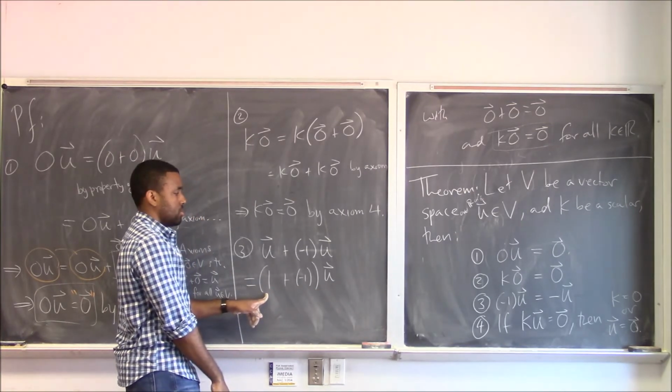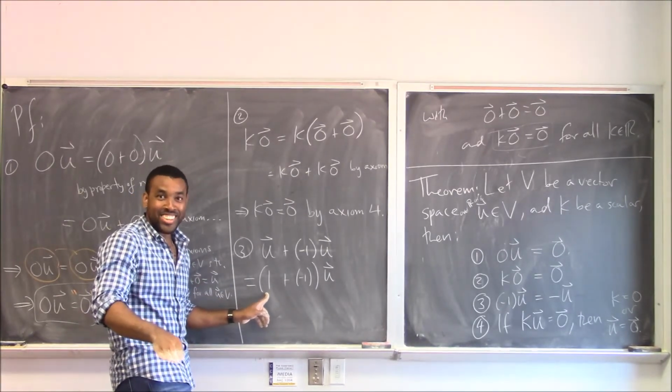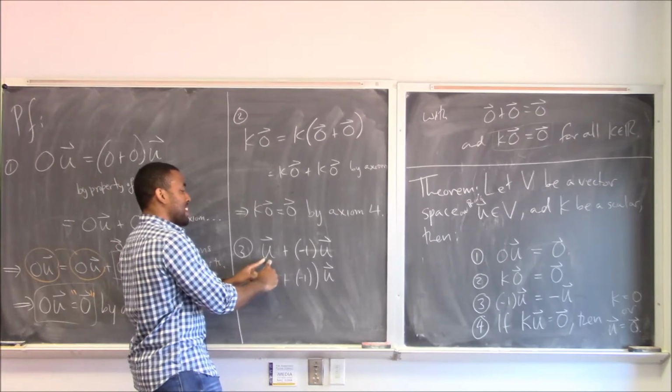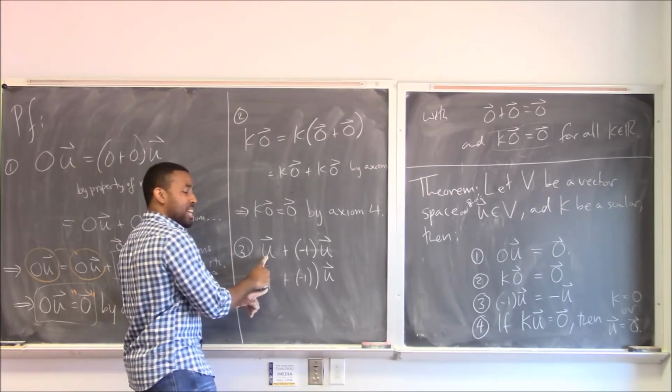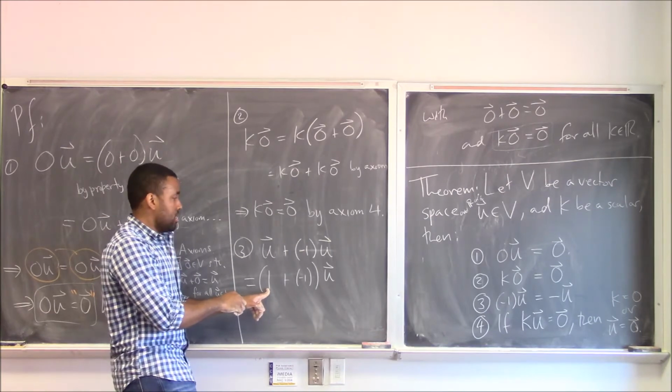Oh, property rule 10. That's property 10, right? We're taking nothing for granted here, right? So even the fact that u times 1 will give me back the u is not something I took for granted. That's true by property 10.